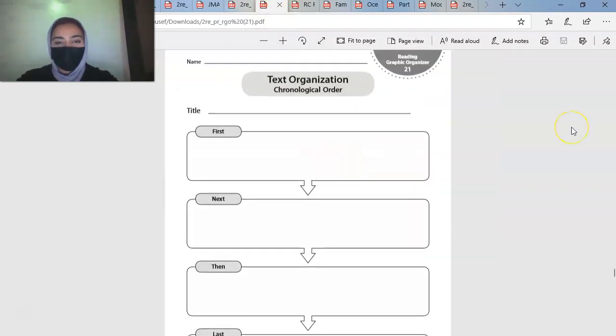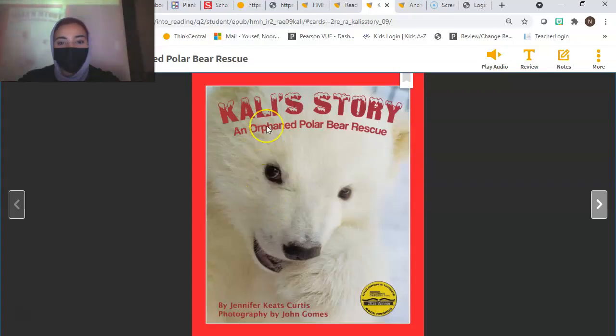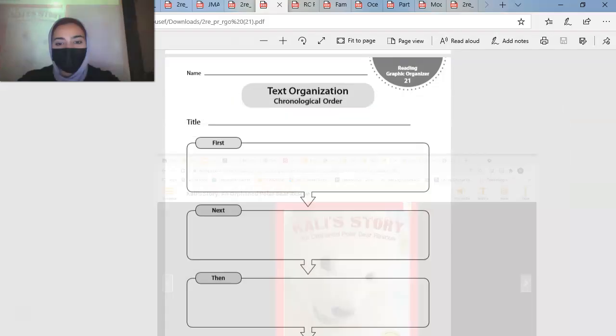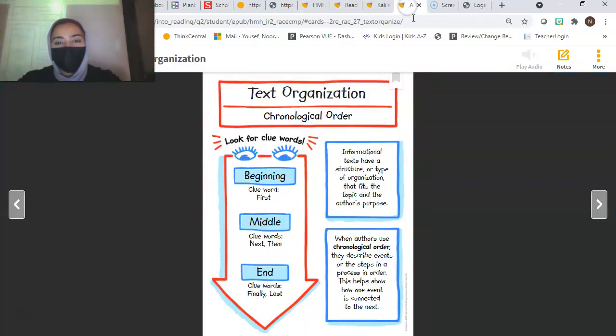is, if you turn to the next page, it says text organization, chronological order. We're going to read the story, Callie's Story, An Orphaned Polar Bear Rescue. As we read the story, we're going to be filling out this reading graphic organizer. Okay? What we're going to be focusing on is text organization, putting a story in chronological order.